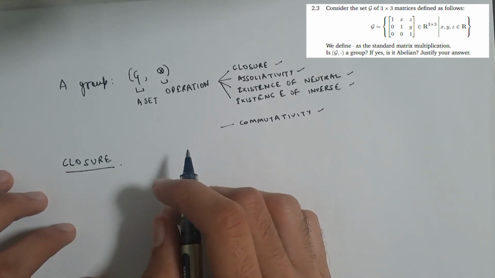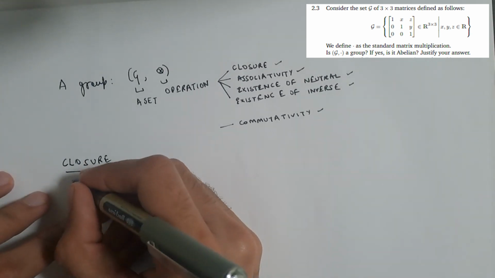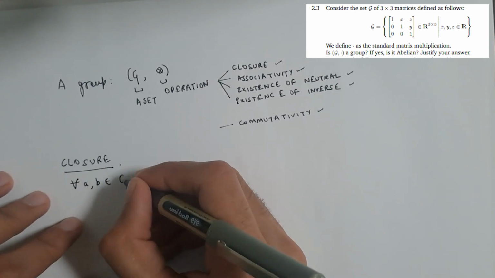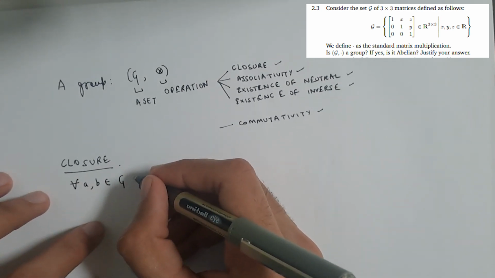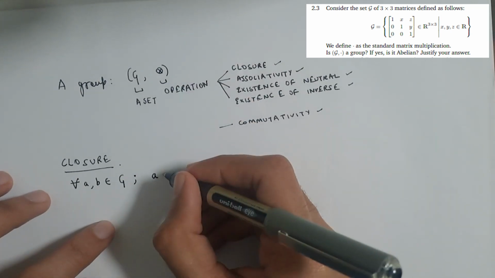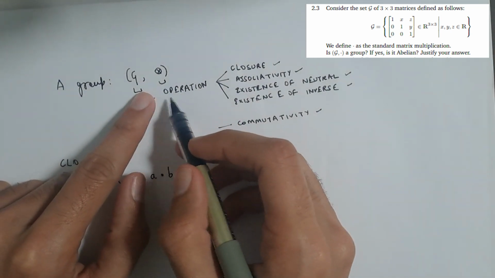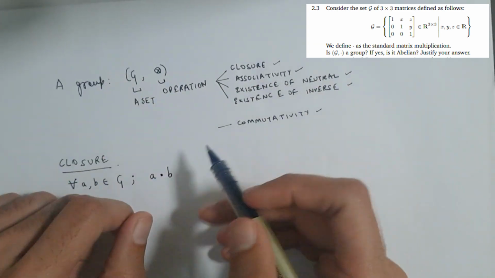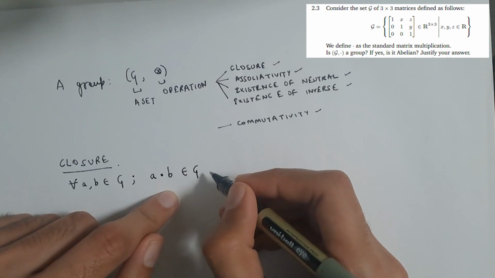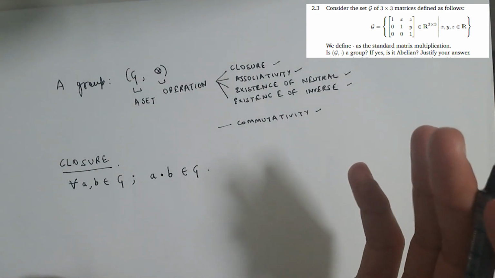Righto. What can we say about closure? Well, closure is defined as: for all A and B that are elements in G, the result of A operation B, which in this case is the dot operation as given in the question, must also be in G. Here this is just a random symbol I picked to represent an abstract operation. Here is the dot we have been given in the question. All right, that's fairly straightforward.